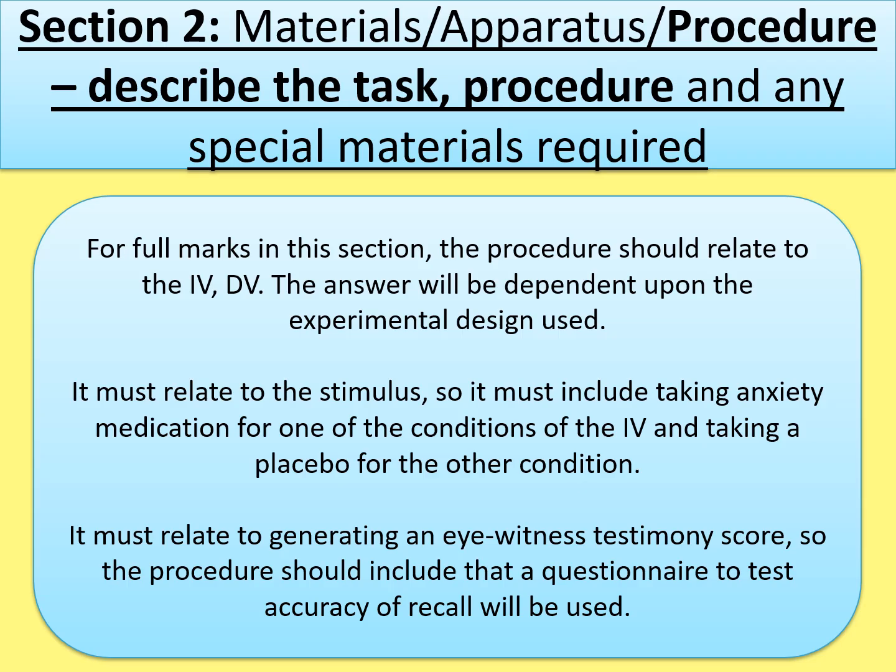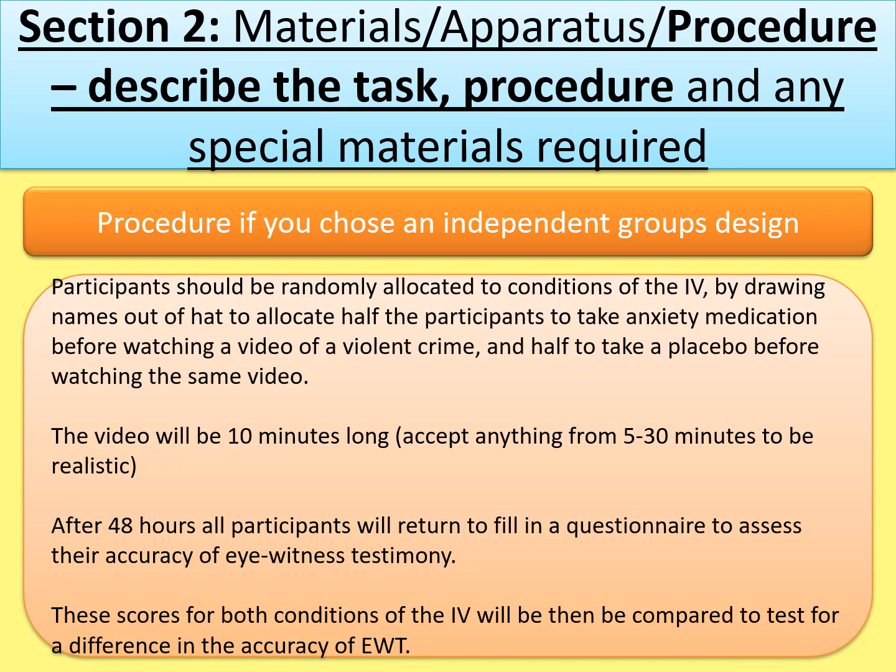Then you're going to talk about the procedure, which is the task. It says describe the task and the procedure. So for full marks in this section, the procedure should relate to the IV and the DV. The answer will be dependent upon the experimental design that you chose earlier. It's got to relate to the stimulus, so it must include taking anxiety medication for one of the conditions of the IV and taking a placebo or no medication for the other. It's also got to relate to generating an eyewitness testimony score, so the procedure should include that a questionnaire to test accuracy of recall will be used.